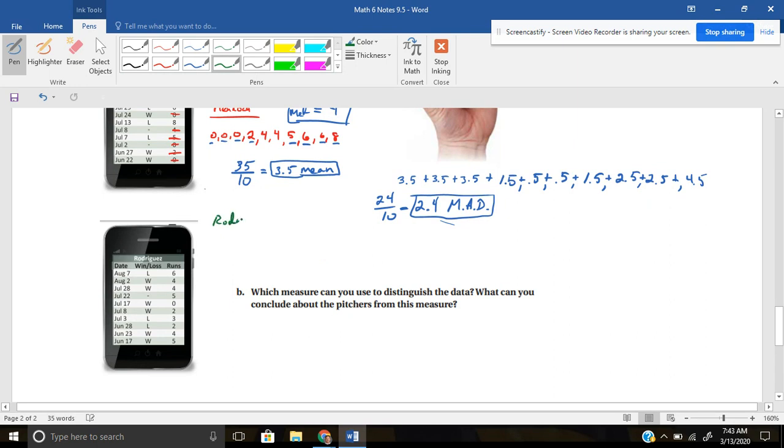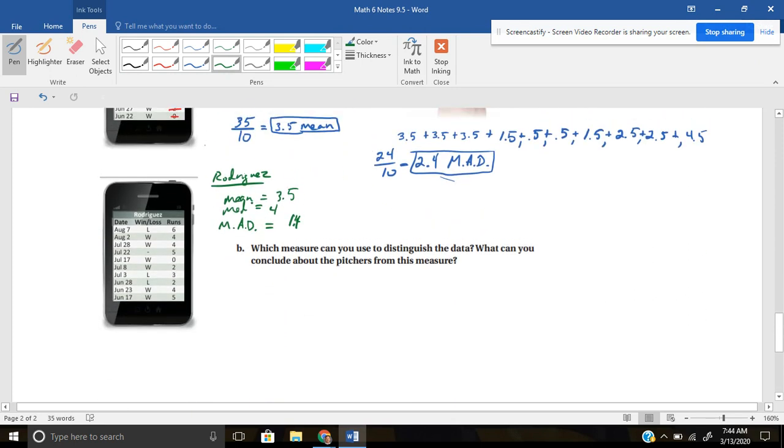Okay, so why don't you go ahead and pause the video and see what you come up with for the mean, median, and mean absolute deviation for Rodriguez, please. Okay, so when you list your numbers, you should come up with a mean of, well, it actually is the same. It's 3.5. The median is also the same at 4, but the mean absolute deviation is 1.4. See, it differs by a whole 1 compared to Mendoza.